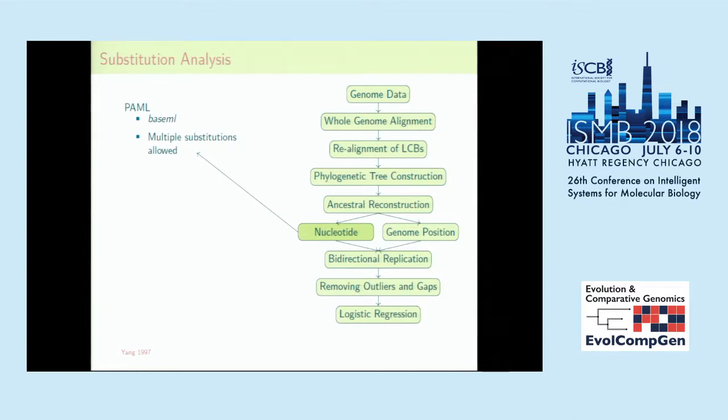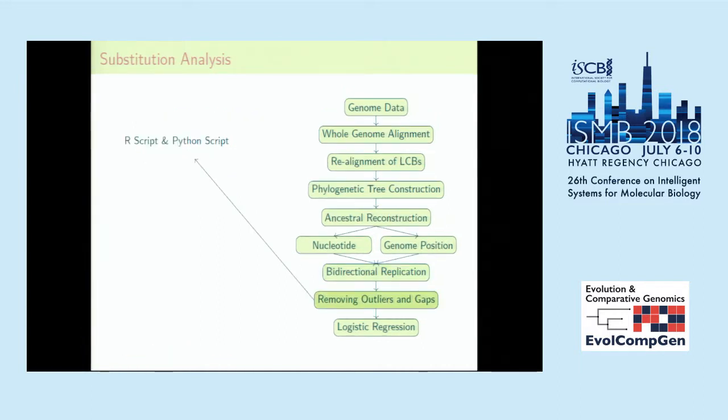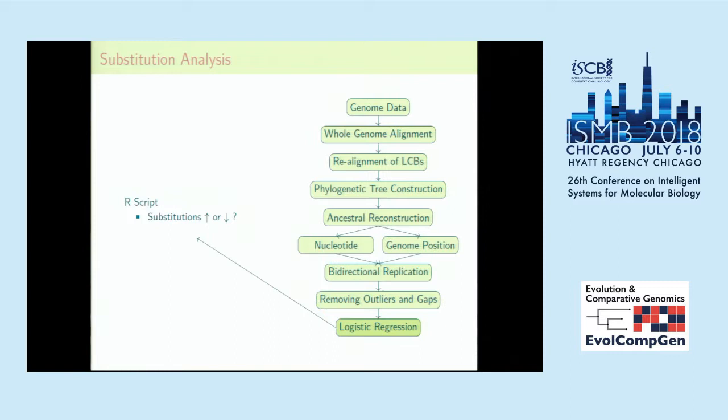So this overall gives us a picture of what substitutions were happening in the ancestors as well as their locations in the genome to see how things are being shuffled around. Now, all bacteria replicate bidirectionally, so begin replication at the origin and continue in both directions around the replicon till it meets the terminus. So this bidirectionality of replication was accounted for by ensuring that all genomic positions were relative to the origin. We then removed any outliers and gaps and performed a simple logistic regression to determine if the number of substitutions were increasing or decreasing when moving away from the origin of replication.